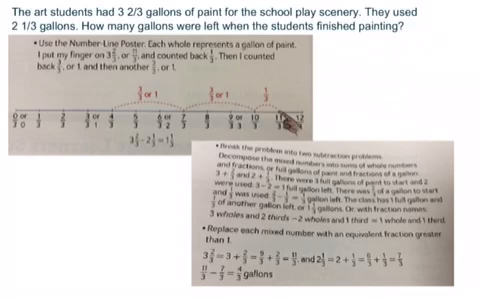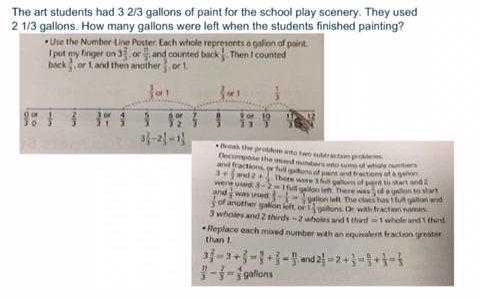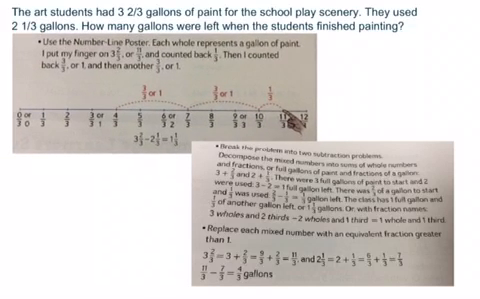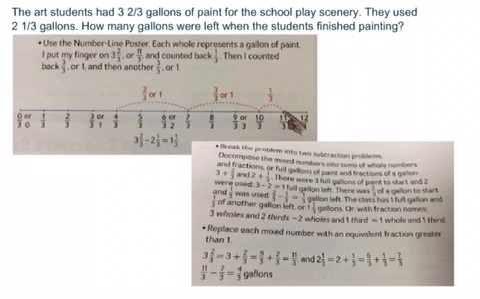Okay, so here are a couple of different methods you could use, and of course there's always others. The first one, use the number line poster. In the number line poster, you can see that each hole represents a gallon of paint, and if I put my finger on the 3 2/3, or 11/3, I guess we can look at it that way. I'm subtracting, so I'm going to be going this way. Subtraction would be going this way and addition is this way.